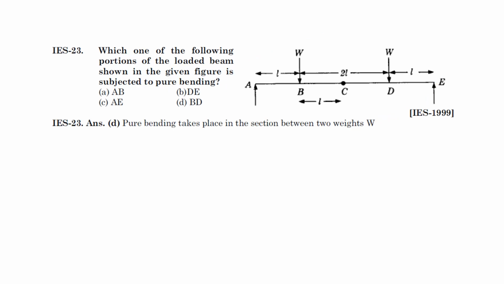So see, if you remember, this portion, the BD portion, is nothing but in pure bending condition. Okay, so the answer is D. So pure bending takes place in the section between two weights. Please remember this line: pure bending takes place in the section between two weights. So where are the two weights? At B and D. So the answer is D.